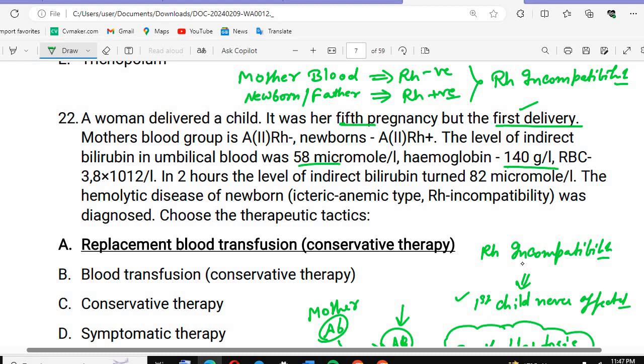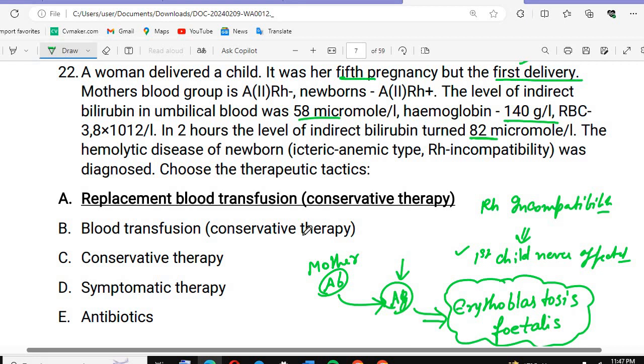Hemoglobin is 140. RBC is less in 2 hours. The indirect bilirubin is increasing. So the patient is going into the icteric anemic type, the icteric anemic type of Rh incompatibility. Choose the therapeutic tactics. So what will we do? Replacement blood transfusion, conservative therapy.